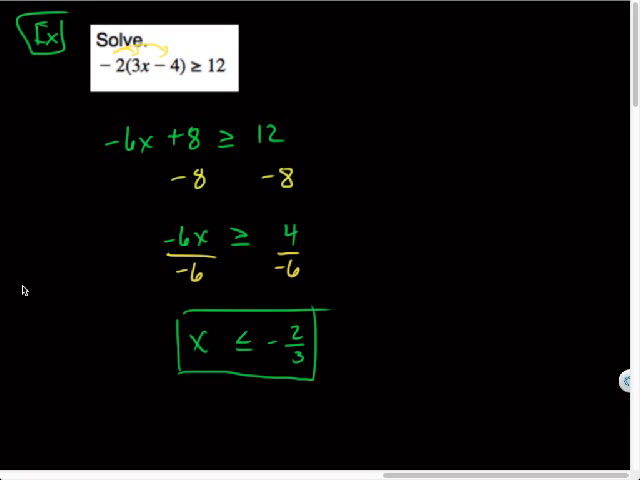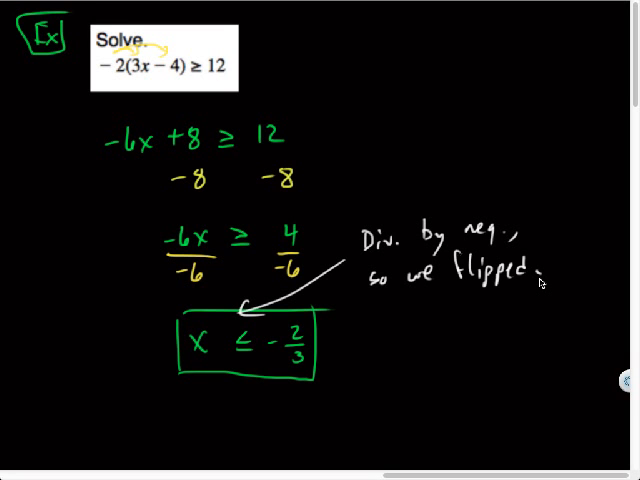Boom. So, little side note, when we divide by a negative, we flip. Divide by a negative, so we flip. Good stuff.